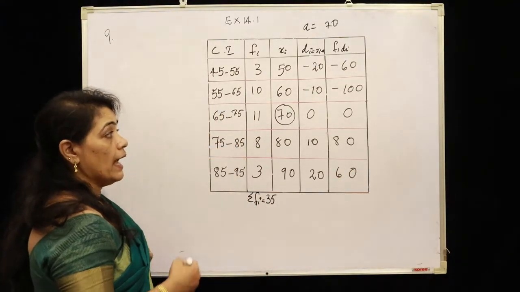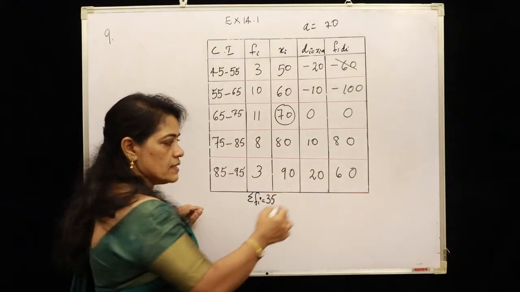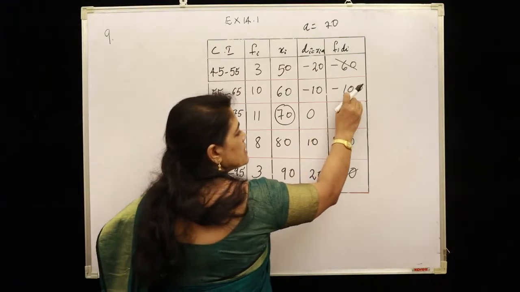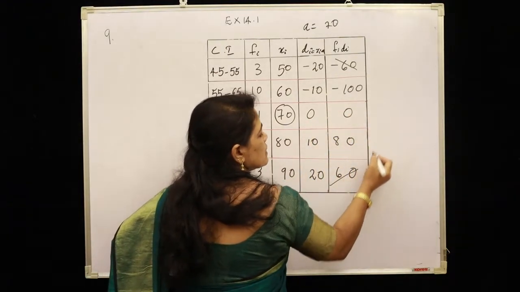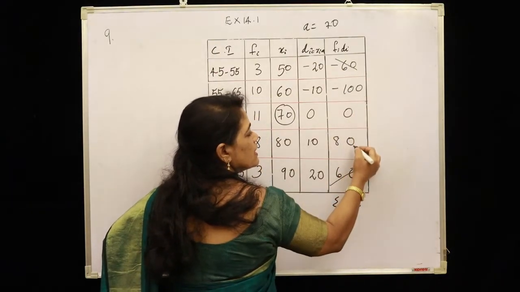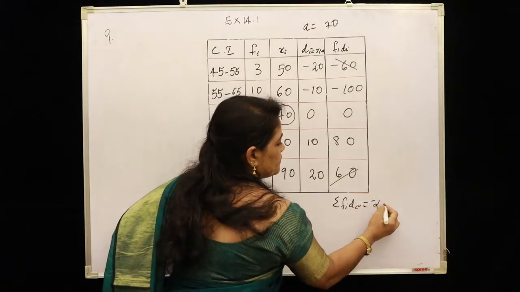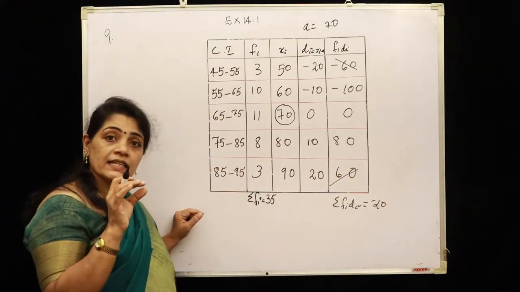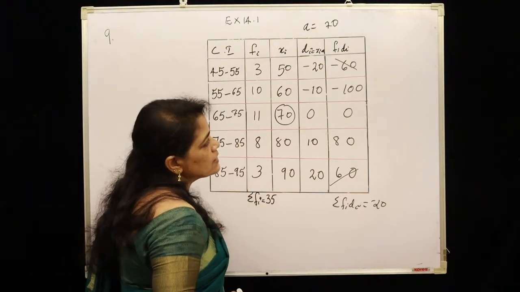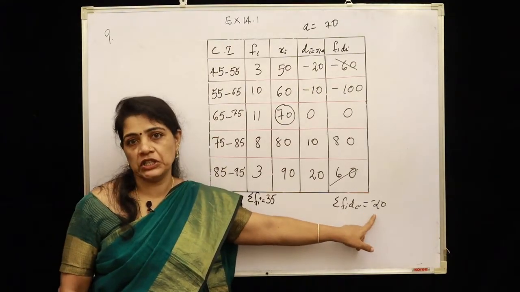Now we can add, or you can simply cancel the positive 60 and negative 60. So negative 100 and positive 80. So the sigma fidi, negative 100 and plus 80, is negative 20. Since we can cancel negative 60 and positive 60, that is the way I applied for solving this problem. So we have seen that sigma fidi is negative 20.